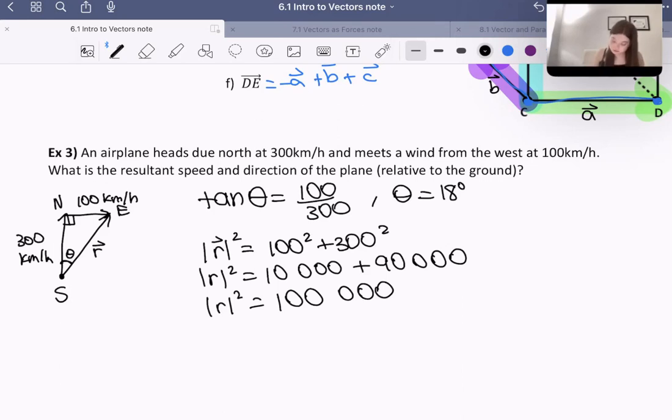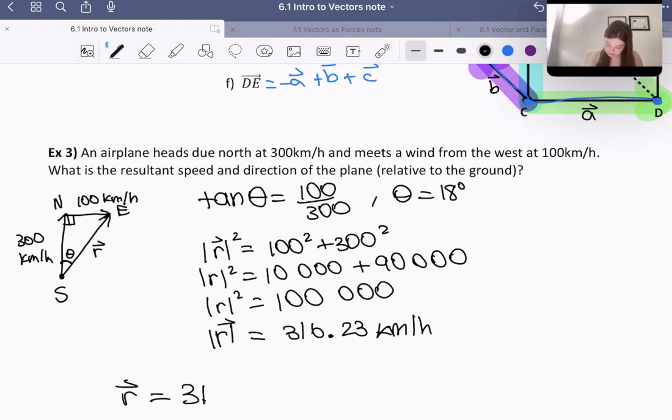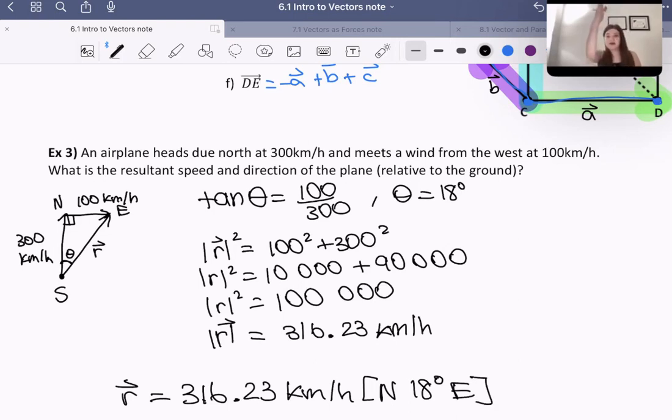100,000, which means we're going to get about 316.23 kilometers per hour. Awesome. So therefore, we know that the resultant vector is equal to 316.23 kilometers per hour, and it's going to be north 18 degrees to the east, right? Because we're going north, and then slightly that 18 degrees to the east.